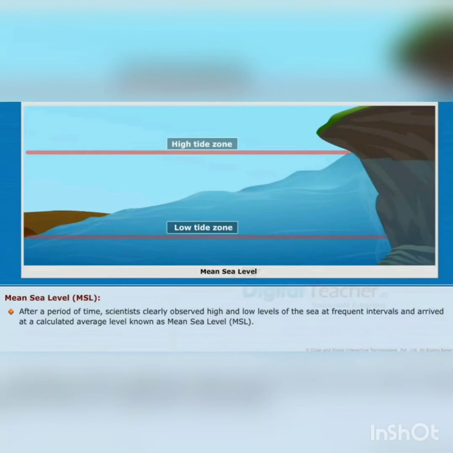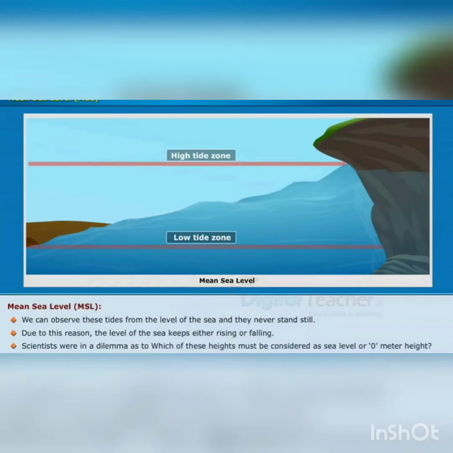So when there is a high tide, the water level will rise up, and when it's a low tide, the water level will lower down. It is a rising upward movement and a downward movement. It is not moving outside, but it is an upward movement. Water level increases. As the sea is not standing still, scientists were in a dilemma as to which height should be considered sea level or a 0 meter height. They should know what is a 0 meter height from where we can measure the land. So they came to a conclusion after taking the range.